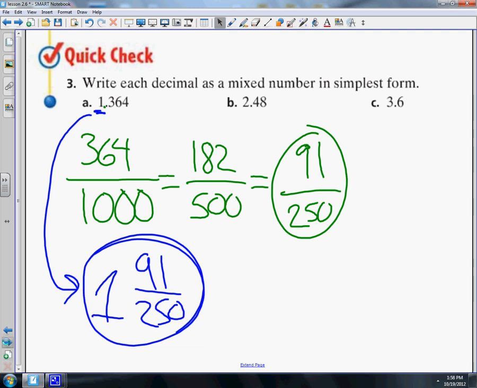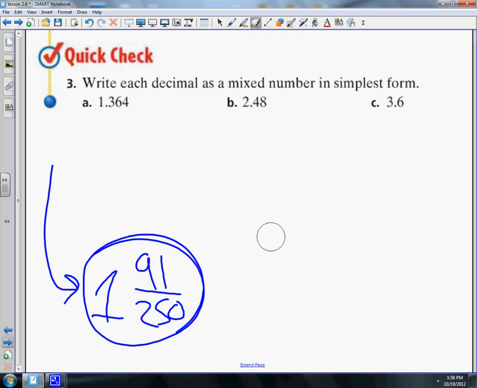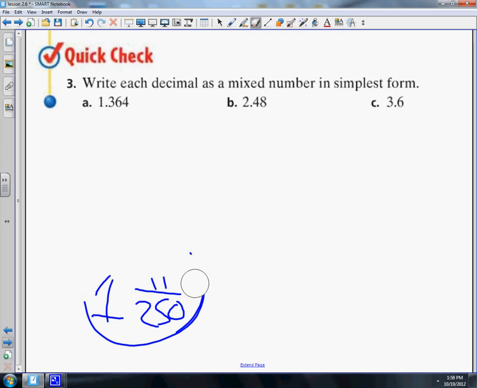So go ahead and try B and C out on your own. See if you can figure out how you would convert the decimals 0.48 for B into a fraction and how you would convert 0.6 in example C into a fraction.